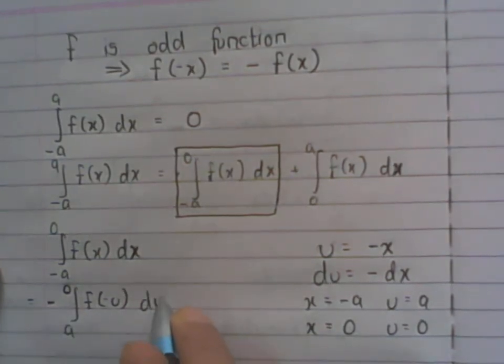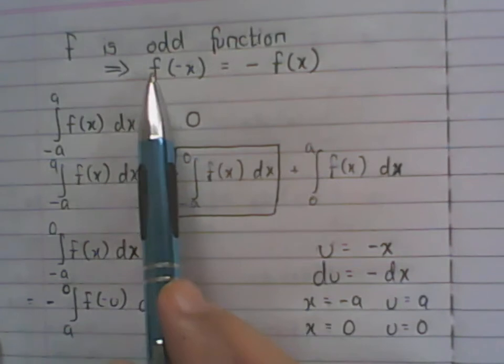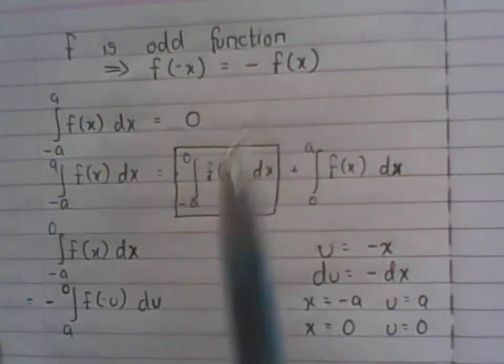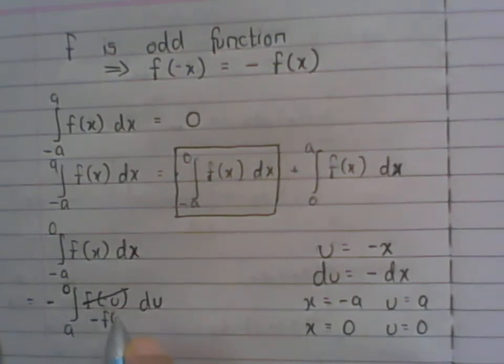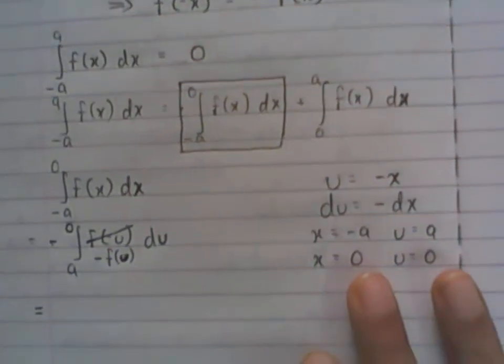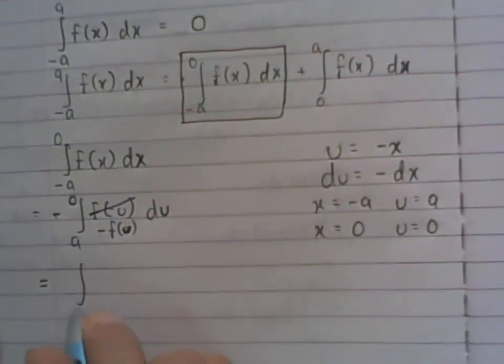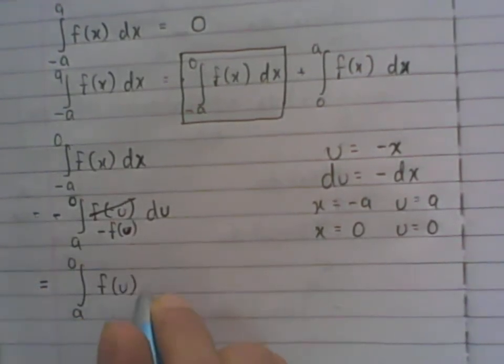And now something interesting is going on here, because what is f of negative u? Since f is an odd function, f of negative u is the same as negative of f of u. So what I can do is replace this with a negative of f of u. And negative times a negative gives you a positive, so that nullifies to give you the integral from a to 0 of f of u du.